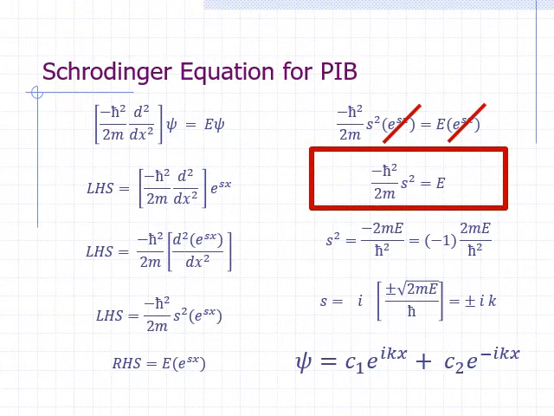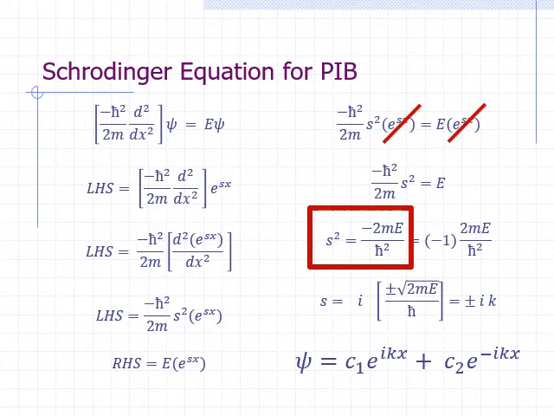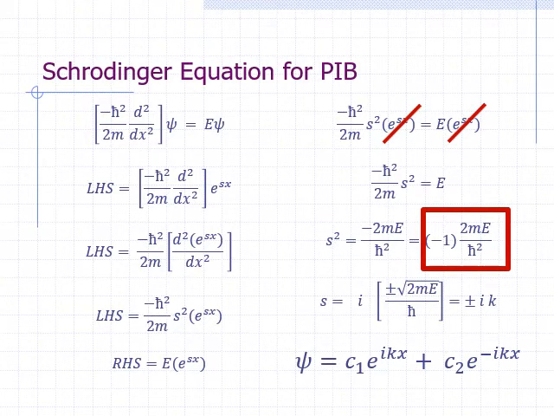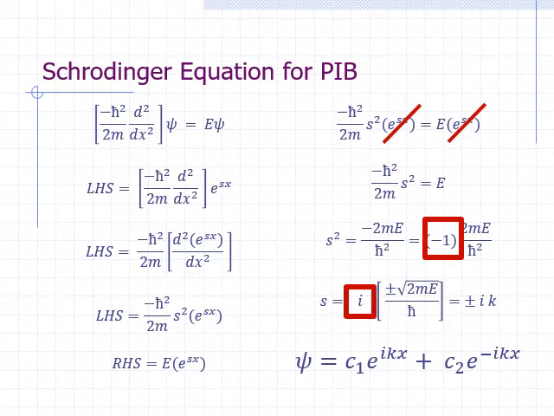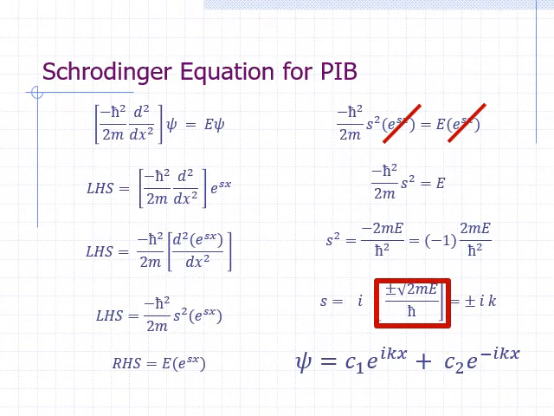Rearranging this equation, we see that s squared is equal to negative 2mE over h bar squared. We can see s squared is a negative number. Note that 2mE and h bar squared are all positive numbers. Since we're interested in s, not s squared, we write negative 2mE over h bar squared as negative 1 times 2mE over h bar squared. So s is equal to the imaginary number i, which is the square root of negative 1, times plus or minus square root of 2mE over h bar.